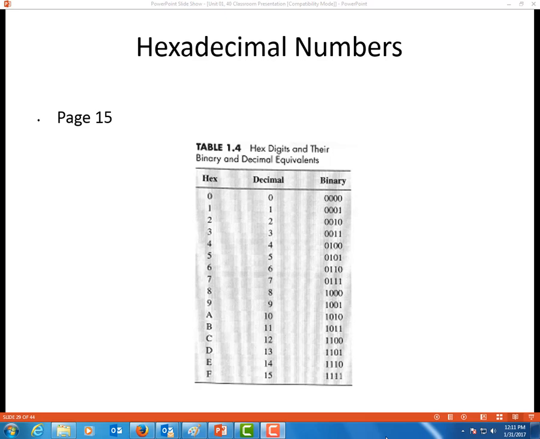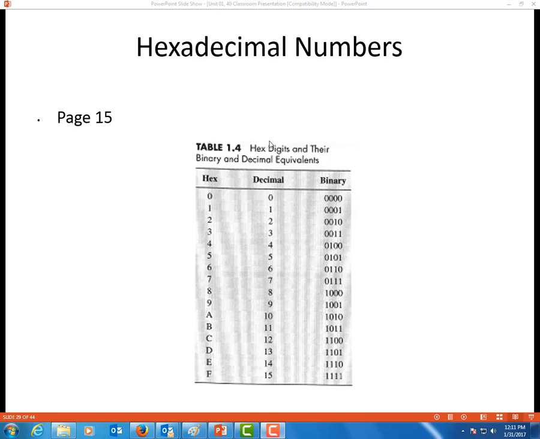Hello everyone. This is a video for discussing hexadecimal numbers. We previously discussed binary numbers and how you count and how they are generated. So this one is basically on hex, and we're going to discuss similar things. In your text on page 15, you're going to see this table. This table obviously lists the three numbering systems we're working with: hex, decimal, and binary.